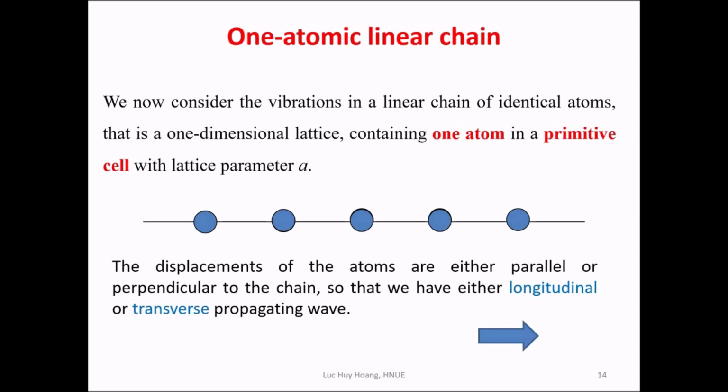Okay, so let's look at this problem. A linear chain of identical atoms. Each atom has the mass m, and the lattice parameter is a, the distance between the atoms, each with mass m.